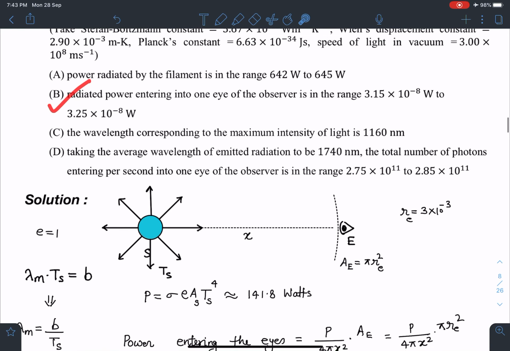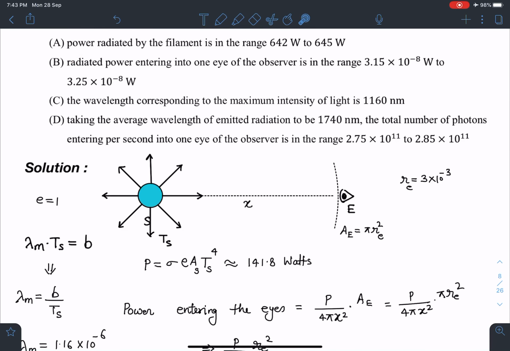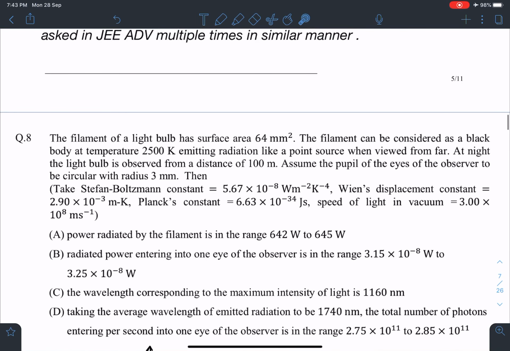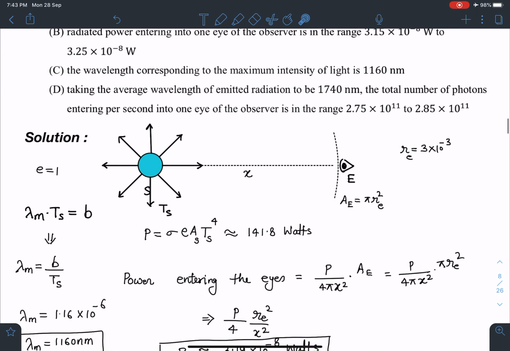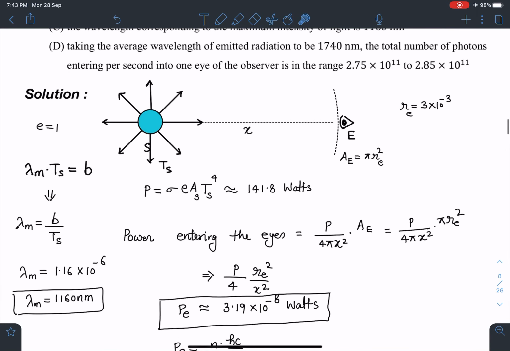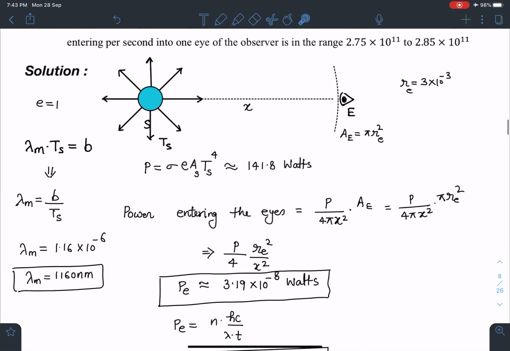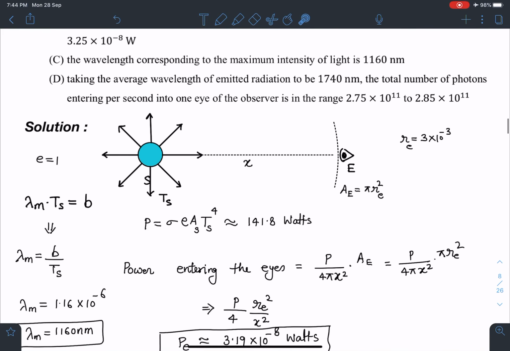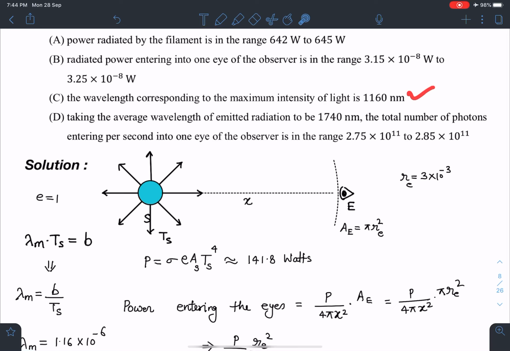Next part, the wavelength corresponding to maximum intensity of light. Here the temperature of the black body is given. So the maximum wavelength you can calculate by using Wien's displacement law, which is lambda m into T equal to B. B is given and T is given, so we can find this lambda maximum, which comes as 1160 nanometer. I'm not showing the calculation, that is the worst part of this problem. So BC is also my answer. And next they are asking us the number of photons.